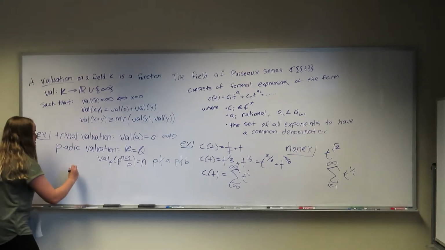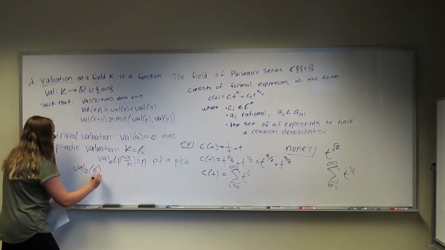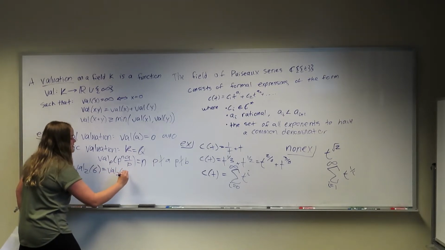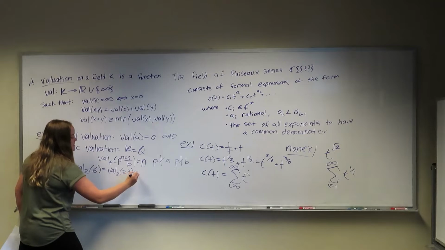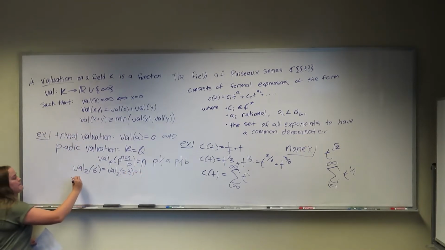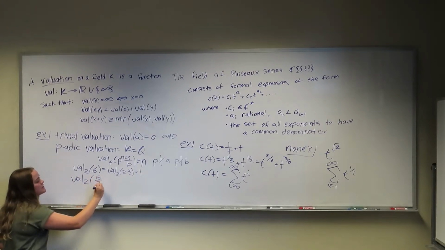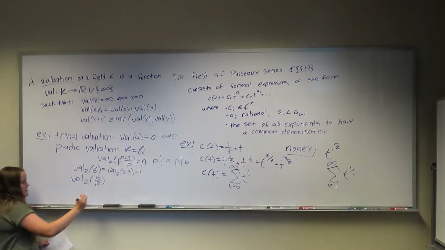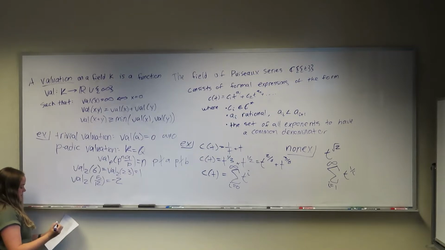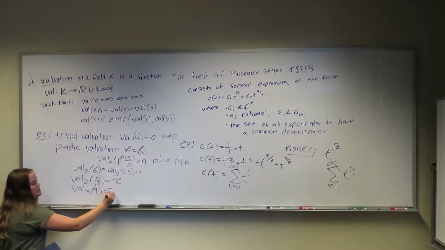So for example, you can write 6 as 2 times 3, so the 2-adic valuation of 6 is 1. The 2-adic valuation of 5/12 is -2, and the 3-adic valuation, and you can do this with any prime, of 9 is 2.